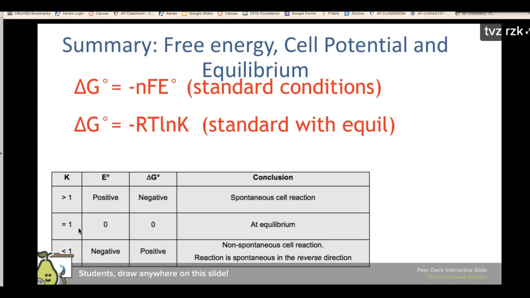If a reaction favors the reactants, the reaction's not working. So there's a negative voltage, and energy would have to be put in, a positive delta G, if you want the reaction to occur. So the forward way, the reaction is not working. Now you could make it work going backwards, but not forward. The forward reaction is not favored.